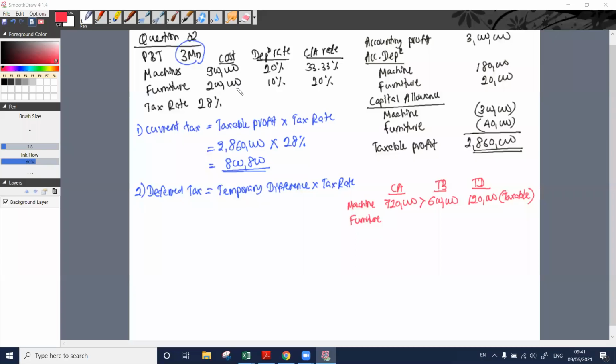Likewise, in furniture, what is the carrying amount? Cost is 200,000. When calculating carrying amount, we need to consider the accounting depreciation. So 200,000 minus 20,000, it is 180,000. Carrying amount of furniture. What about the tax base? 200,000. When it is tax base, we need to consider the capital allowance, right? 200,000 minus 40,000. It is 160,000.